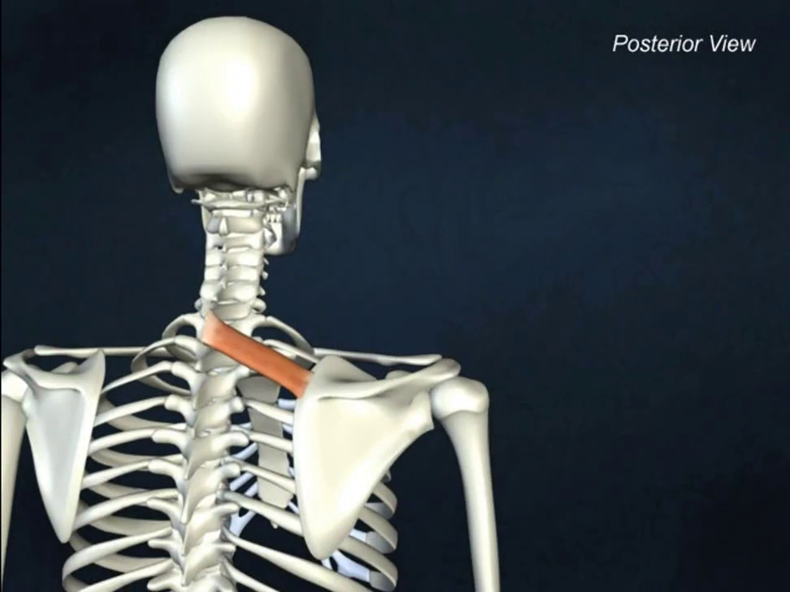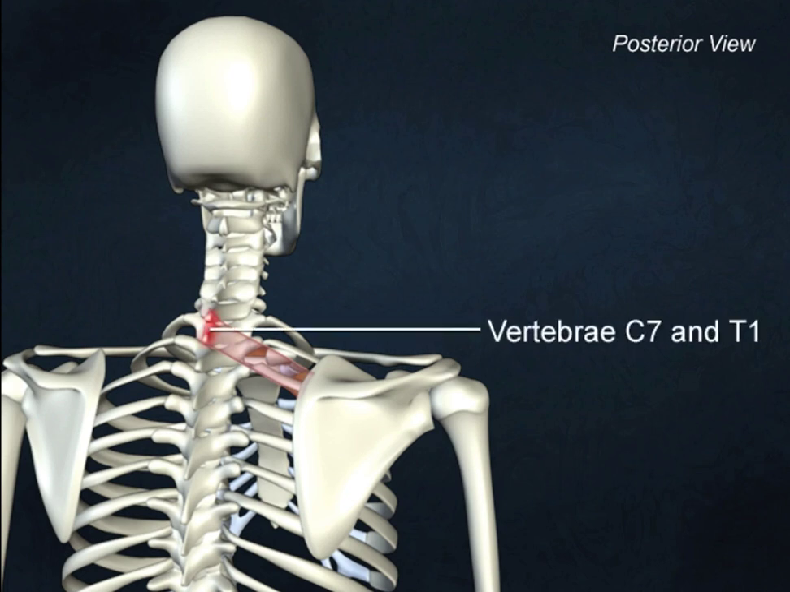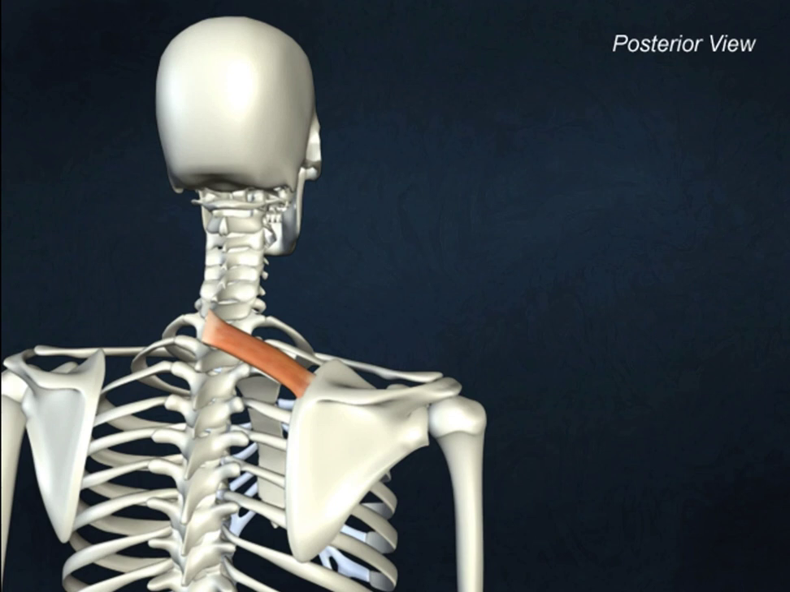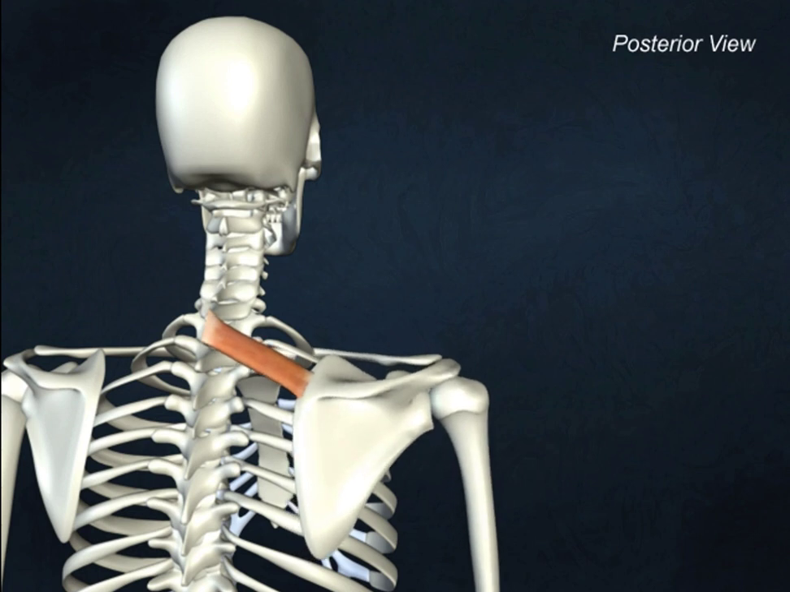The origins of Rhomboid Minor are from the ligamentum nuchae and the spinous processes of vertebrae C7 and T1. The insertion is to the medial border of the scapula. Rhomboid Minor elevates the scapula, adducts the scapula, and medially rotates the scapula downward by moving the glenoid cavity inferiorly and the inferior angle medially. It is innervated by the dorsal scapular nerve.